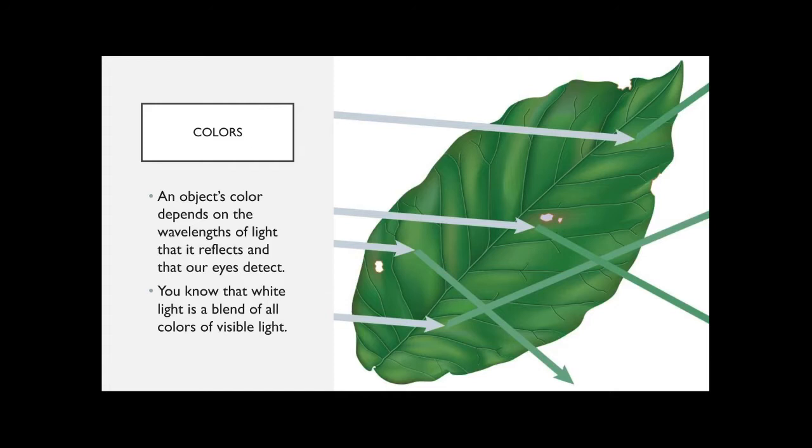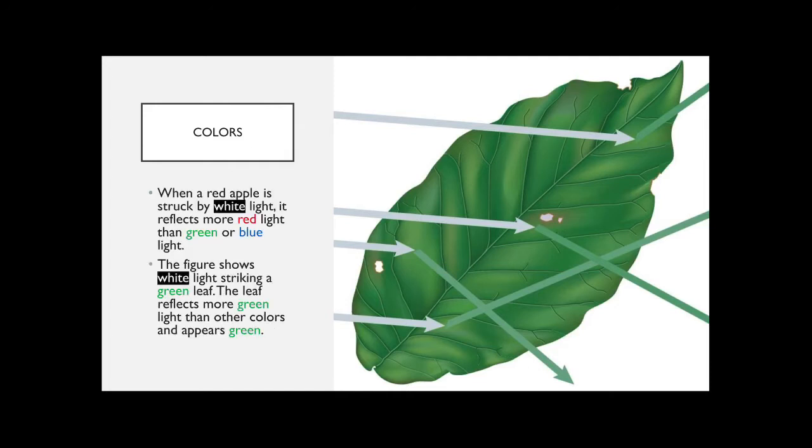When you have white light, though, it's because you have a blending of all of the colors in the visible spectrum. Black light is the opposite. If you see something as black, it's because it's absorbing all of the light in a spectrum.